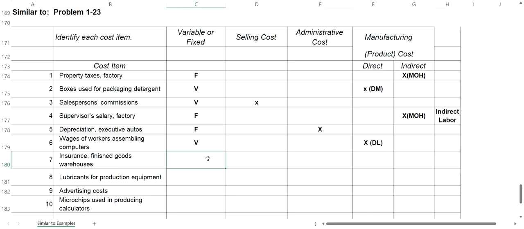Number 7, insurance on our finished goods warehouse. Insurance is usually a fixed amount each year, so I will put fixed. Since it is on our finished goods, once they're finished, we're basically turning them over to our selling department to sell. So therefore, it is considered a selling expense.